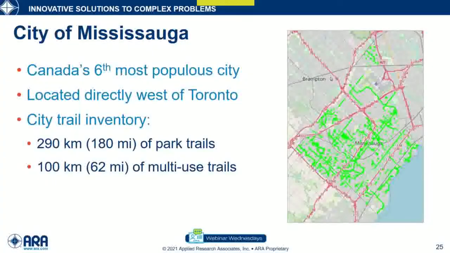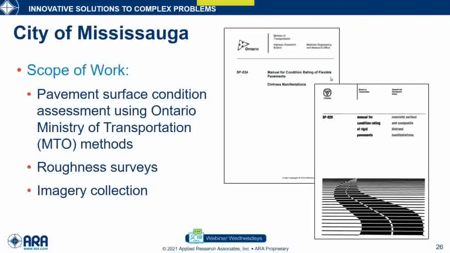We also chose to implement the RUBIC system and the associated apps because the city requested a pavement service condition assessment, which we proposed to do using the Ontario Ministry of Transportation methods. They also requested objective roughness surveys and imagery collection. So the RRuff application, as Mike described, was well suited for all of this. And just to keep all the data together, we found that implementing our inspector as well for the pavement condition evaluation put together a neat all-in-one solution for us.